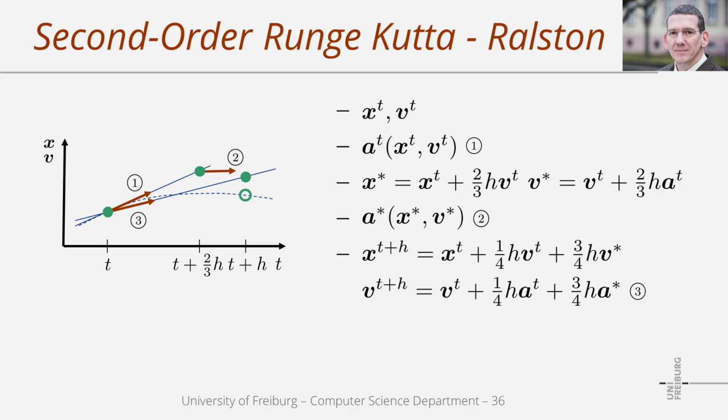So midpoint, Heun, and Ralston are three variants of second-order Runge-Kutta schemes. Second order refers to the fact that the schemes are of second order, and in all variants we need to compute derivatives, in particular accelerations, 2 times.